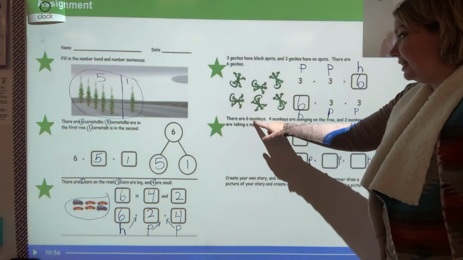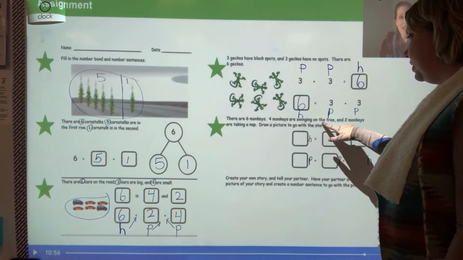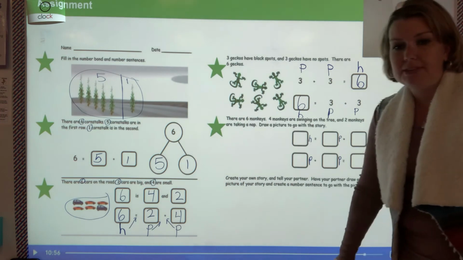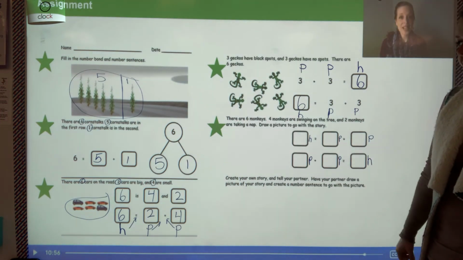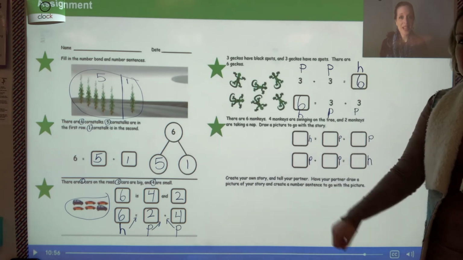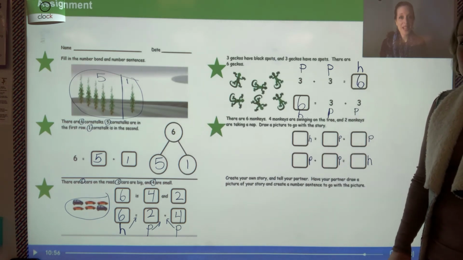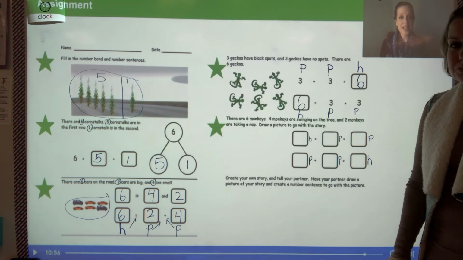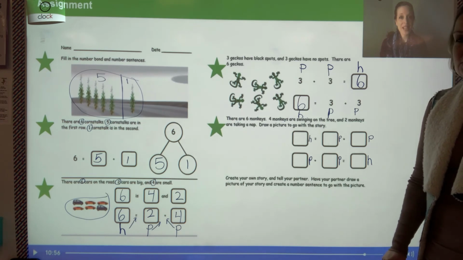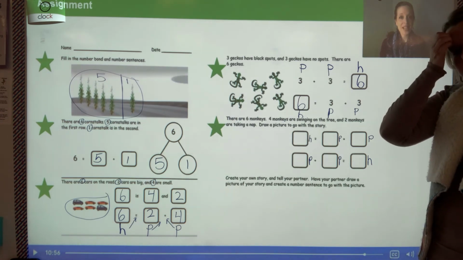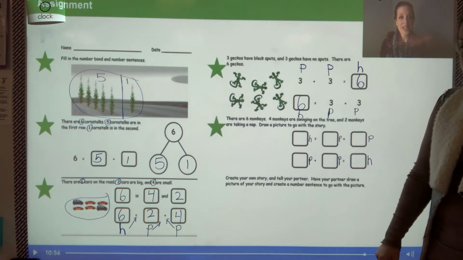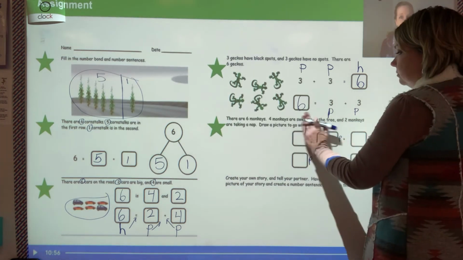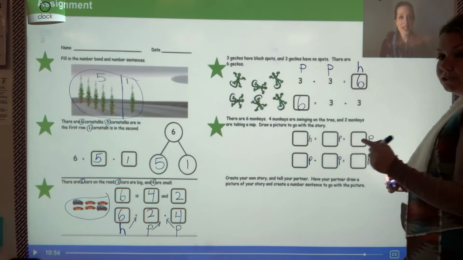Now I'm going to look at my story. There are 6 monkeys. 4 monkeys are swinging on the tree, and 2 monkeys are taking a nap. Draw a picture to go with the story. Okay, so what's my first step when I have a story problem? What should I do? My first step. What should I do? You should do the drawings. I'm going to circle my numbers.